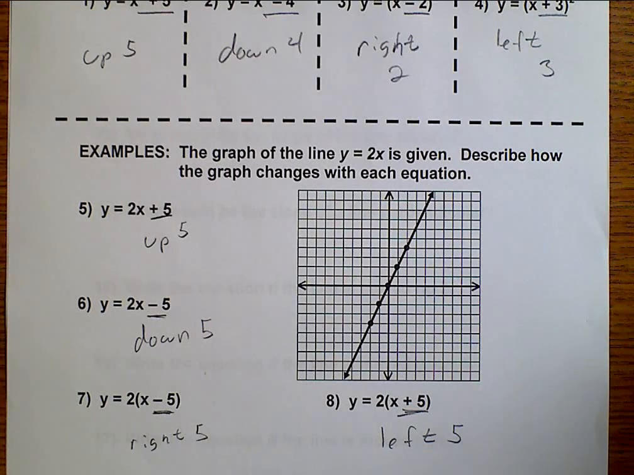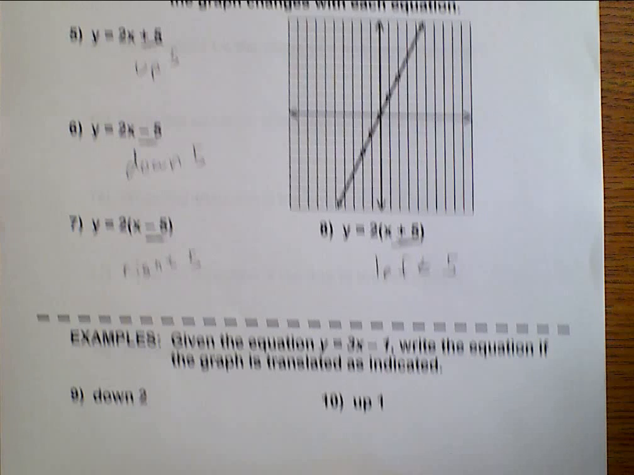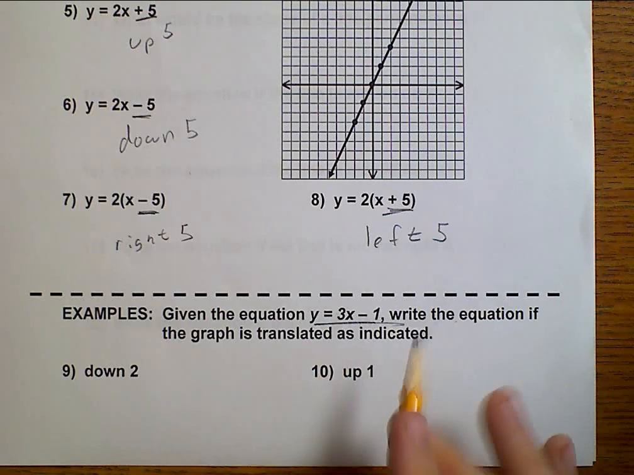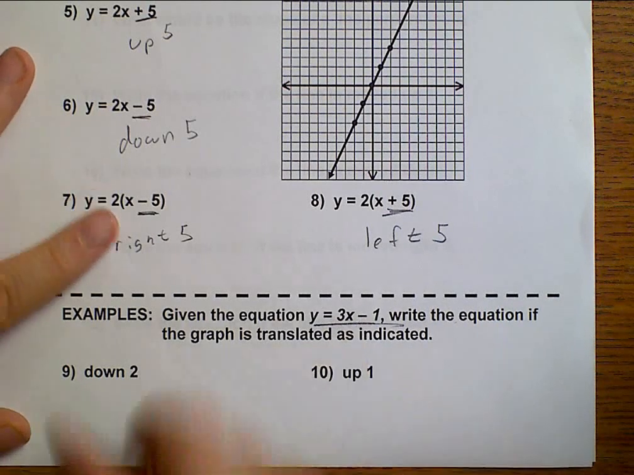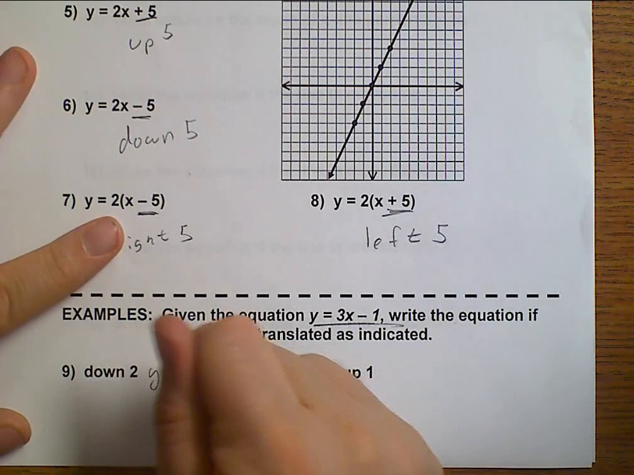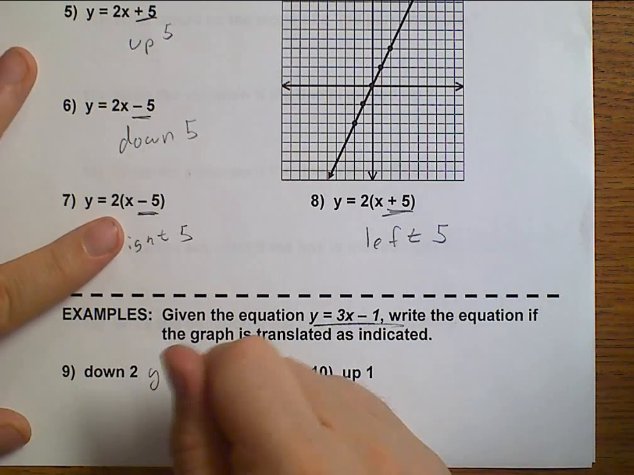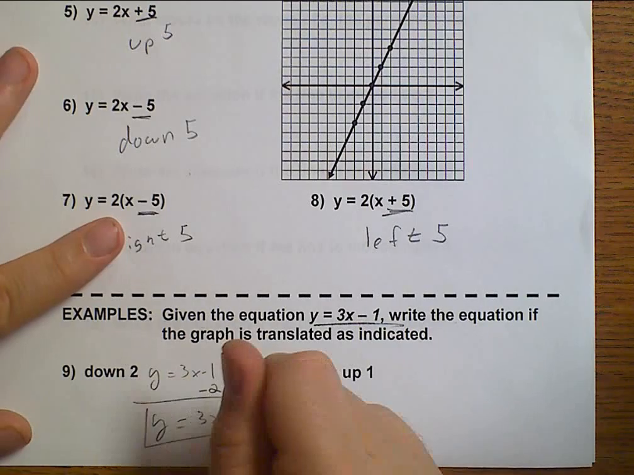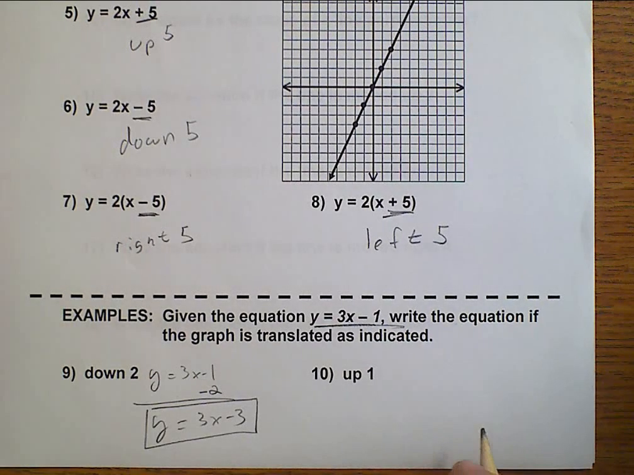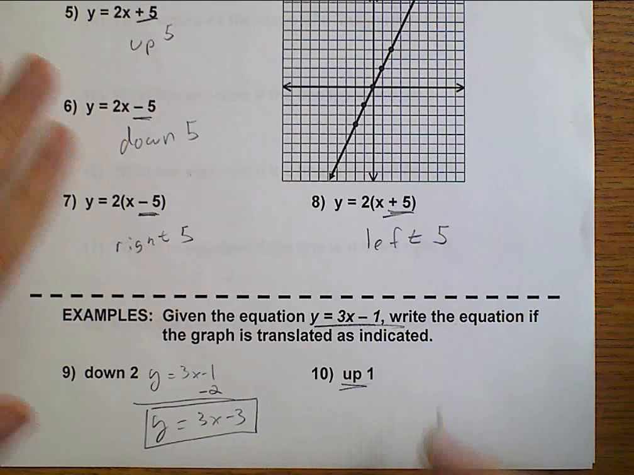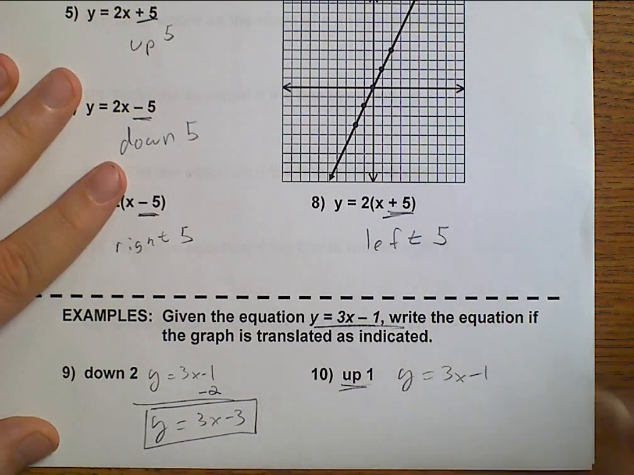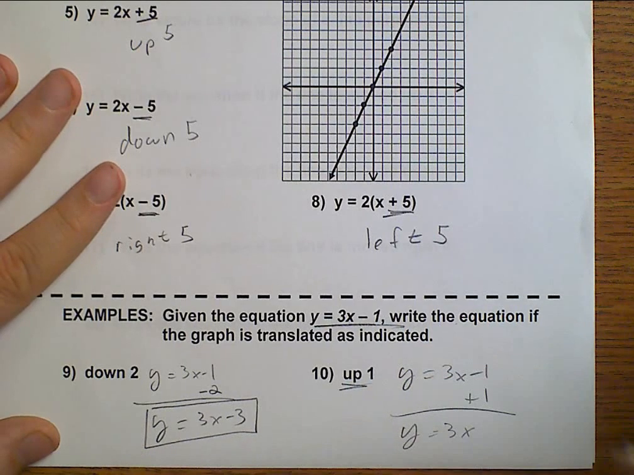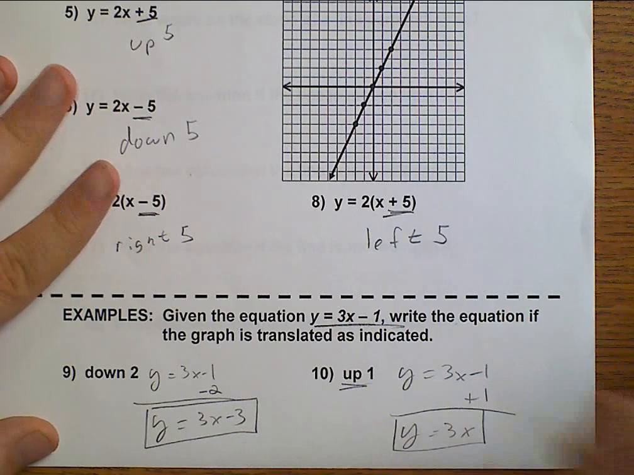So let's see what we can do here. We're given this initial equation, and we want to know what happens. So we're starting off at y equals 3x minus 1. We want to move down 2, so that means we need to subtract 2. So y equals 3x minus 3. Now if we want to move up 1, we're starting with y equals 3x minus 1. And we want to add 1. Gives us y equals 3x plus 0, which is just y equals 3x.